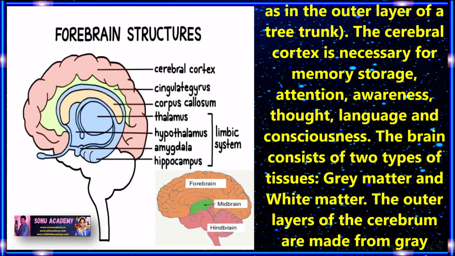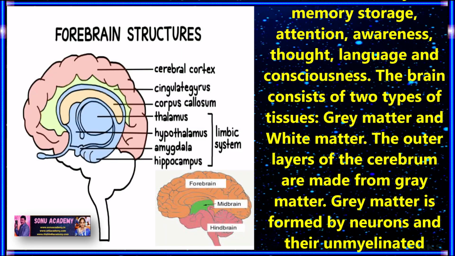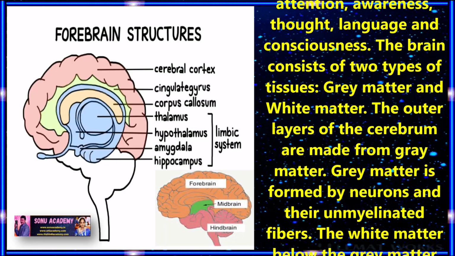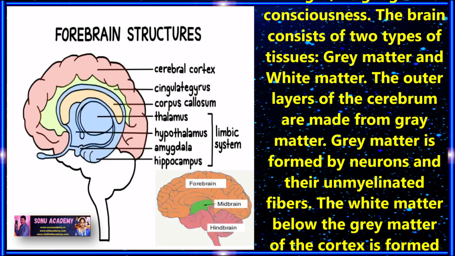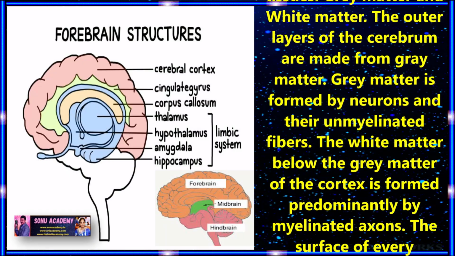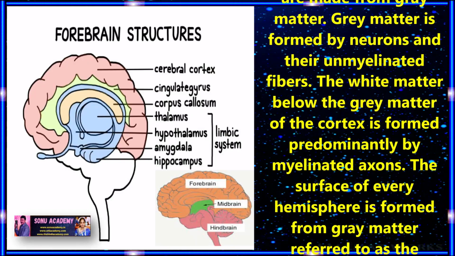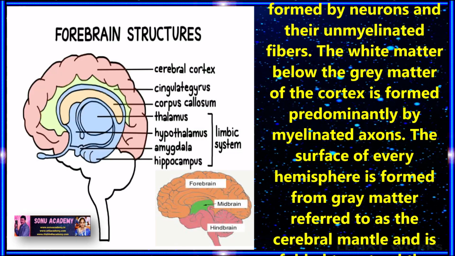The brain consists of two types of tissues. Already we discussed that. The first one is gray matter and the other is white matter. The outer layer of the cerebrum is made from gray matter. The gray matter is formed by neurons and their unmyelinated fibers. The white matter below the gray matter of the cortex is formed predominantly by myelinated axons.